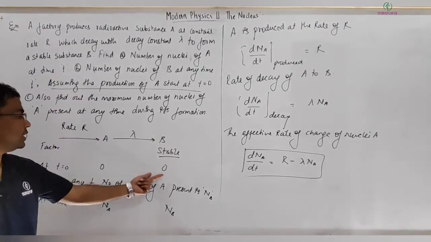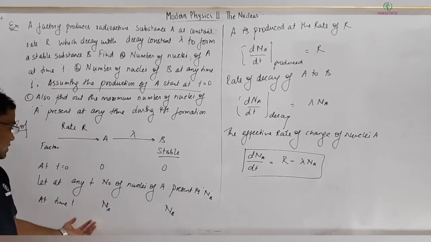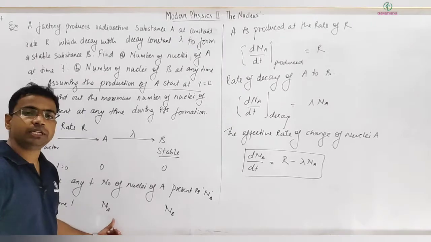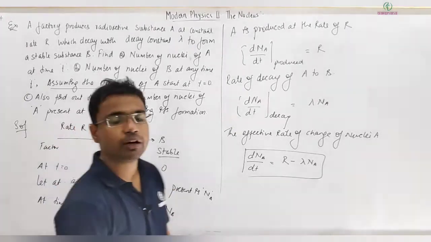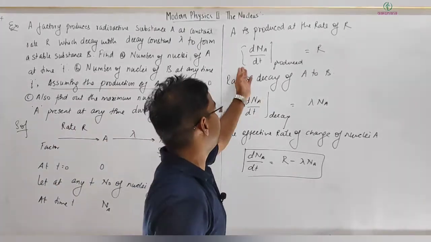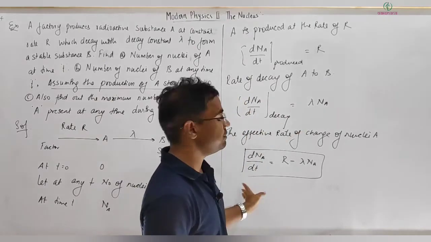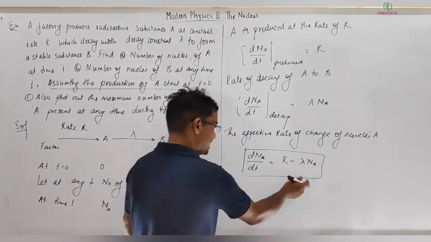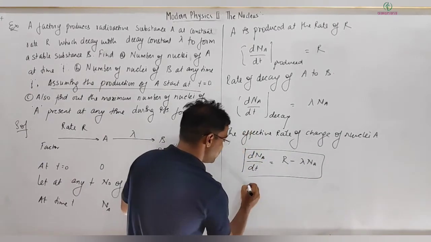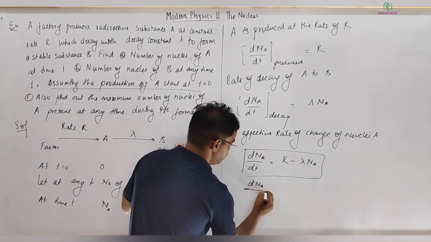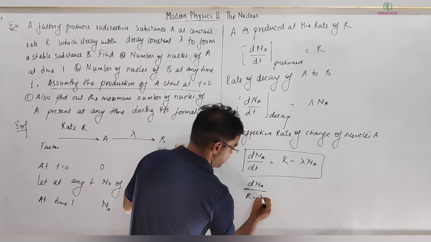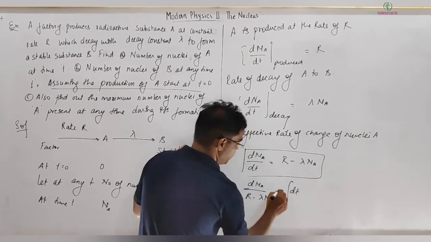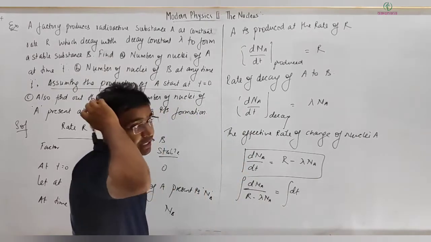At t equal to 0, there are no nuclei of A and B present. Let me say at time t, NA and NB are the number of nuclei of A and B. So I write the production rate, the decay rate, so the effective rate of change is production minus decay. Now I can simplify it further. This implies dNA divided by R minus lambda NA equals dt. We can integrate it on both sides.